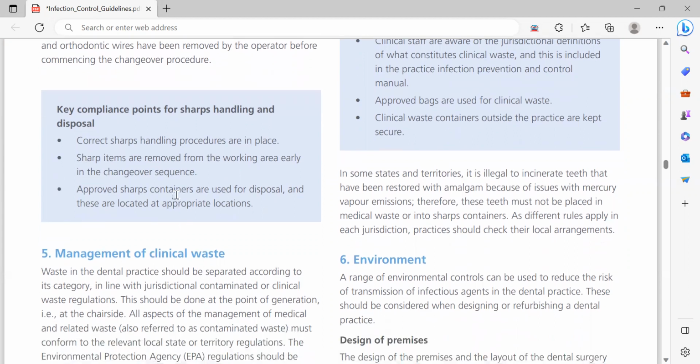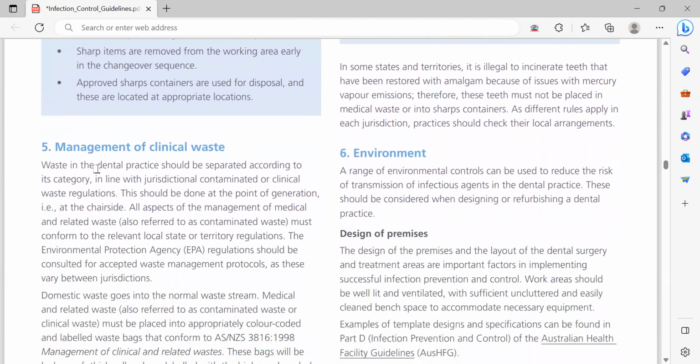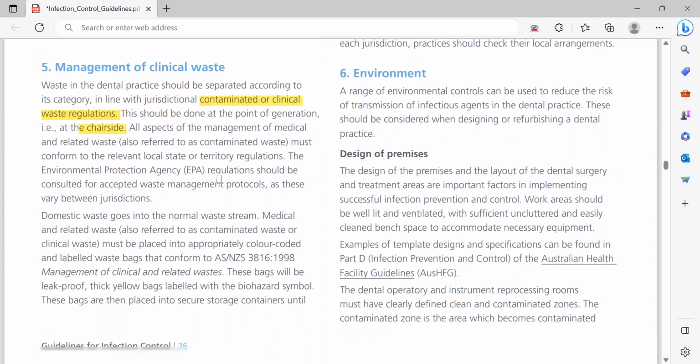Approved sharps containers are used for disposal, and these are located at appropriate locations. Then, how can you manage the clinical waste? Waste in the dental practice should be separated according to its category. In line with jurisdiction contaminated or clinical waste regulation, this should be done at the point of generation, for example, at the chair side only.